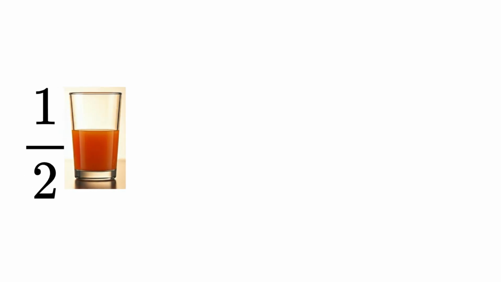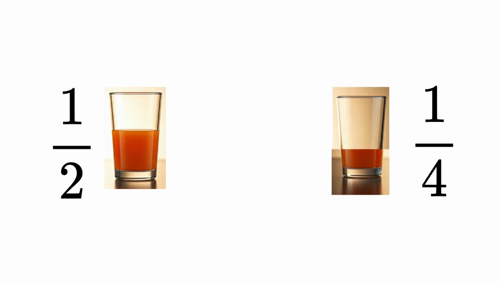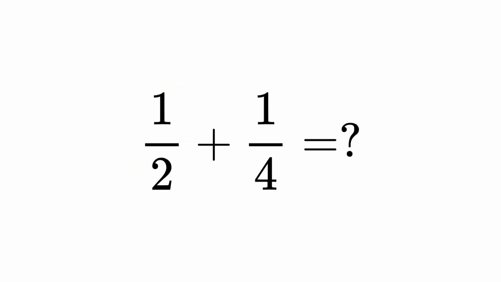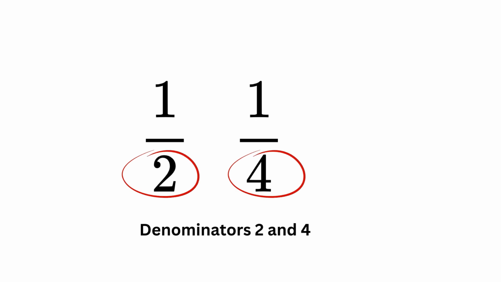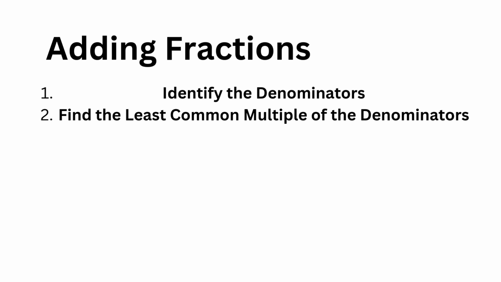Addition also works with fractions. Let's say you have 1/2 of a glass of juice and pour in another 1/4 of a glass. How much juice do you have now? To add fractions, we need to have the same denominator for each fraction. Step 1. Identify the denominators. The denominators are 2 and 4. Step 2. Find the least common multiple of the denominators. This common denominator is often the least common multiple or LCM of the denominators.